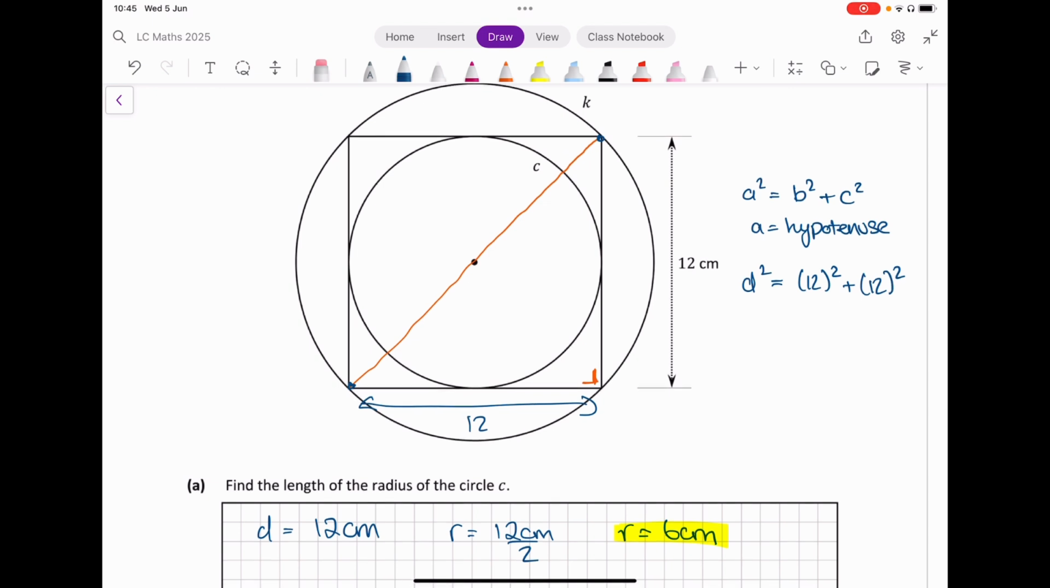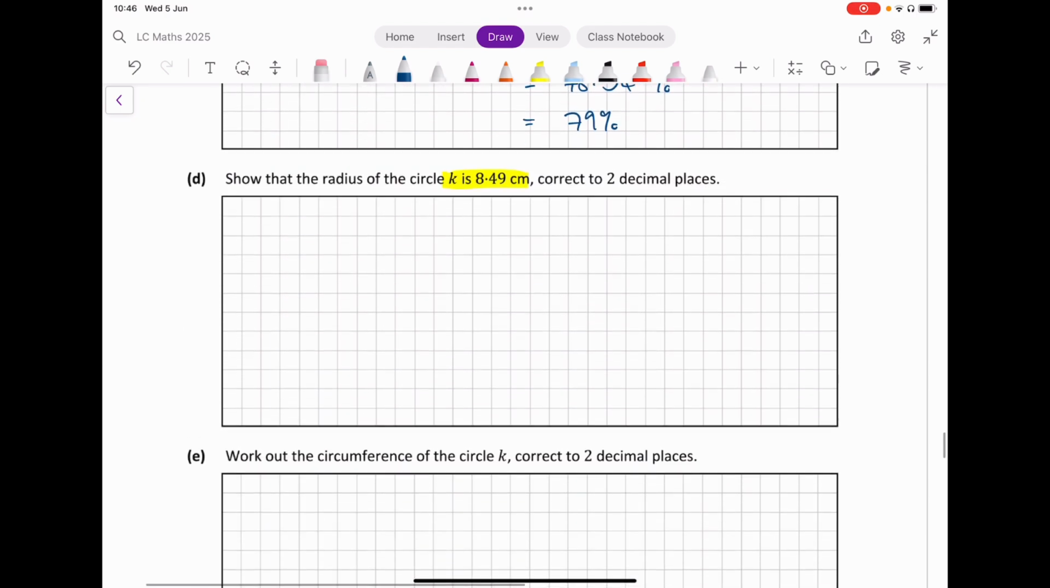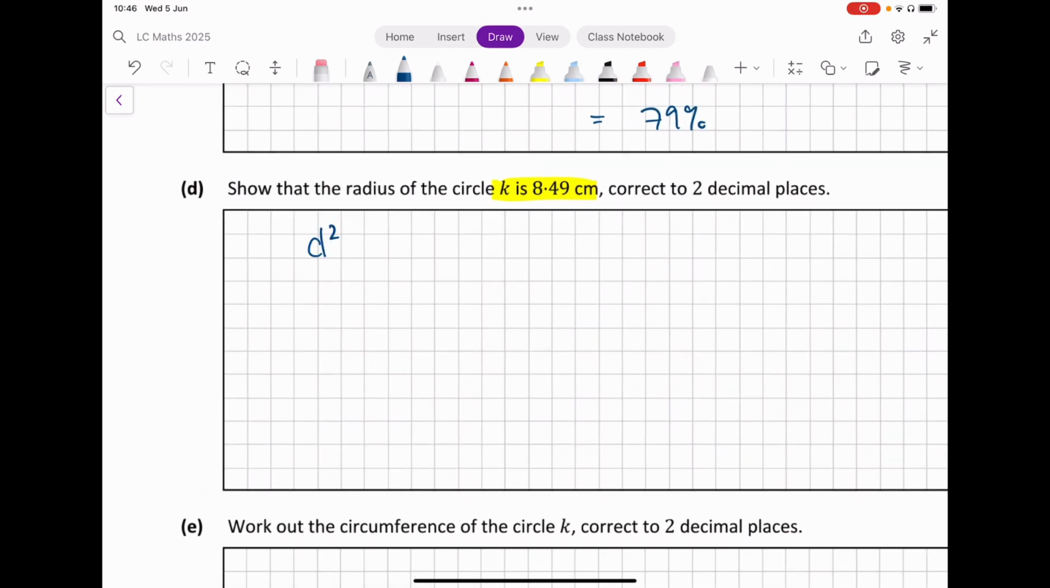So making right angle triangles can be a really handy way to find out lengths, because you can use Pythagoras' theorem quite easily if you have two of the sides of that triangle. So let's go down and finish that off down here. We're saying that the diameter squared of circle K is going to be 12 squared plus 12 squared. So the diameter squared is going to be 144 plus 144, which is equal to 288.